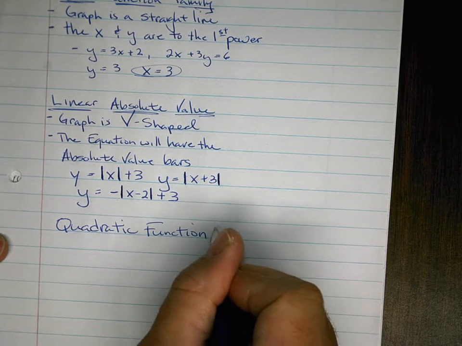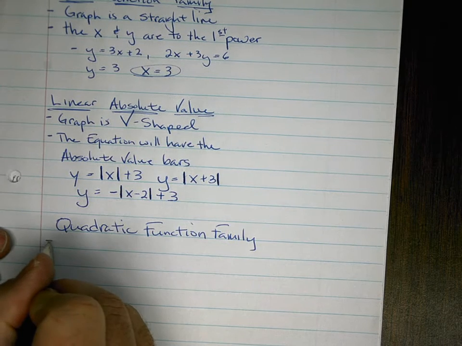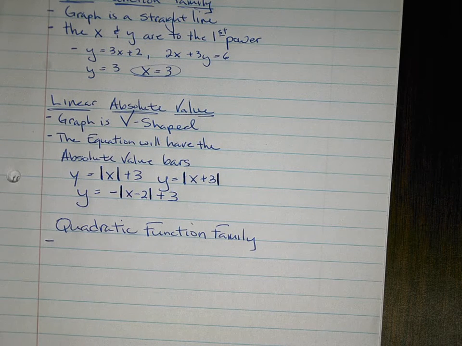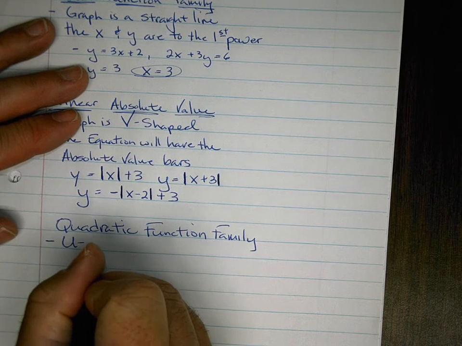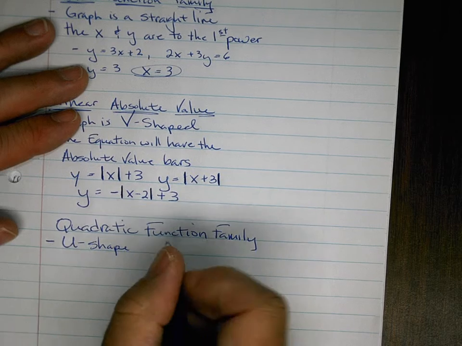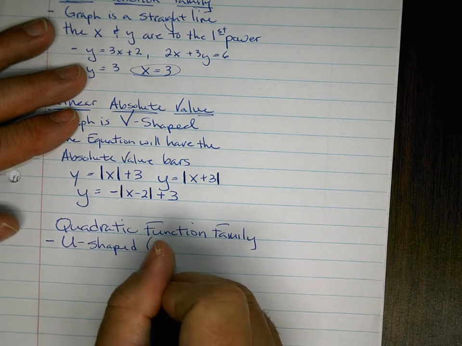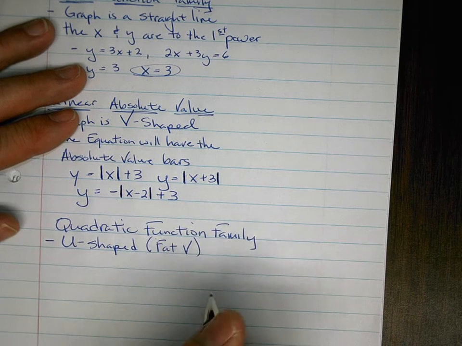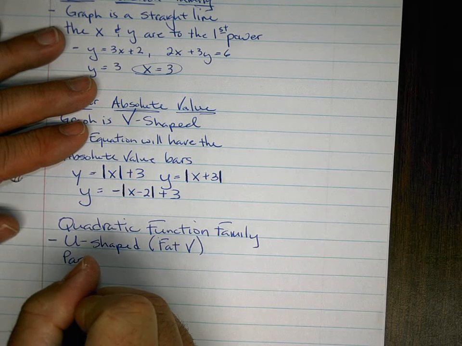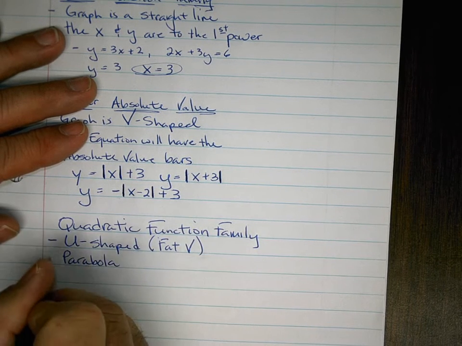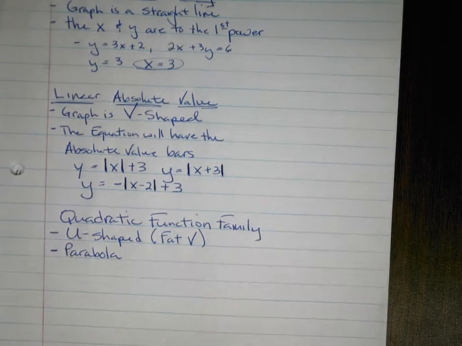Quadratic function family. And we said the quadratic graph will be what? U-shaped. I'm not a big fan of U-shaped because it's more of a fat V. It's called a parabola, right? Okay, it's kind of a fat V.